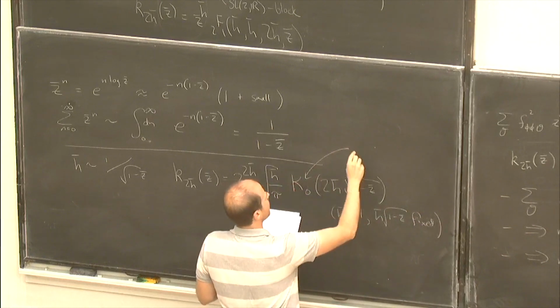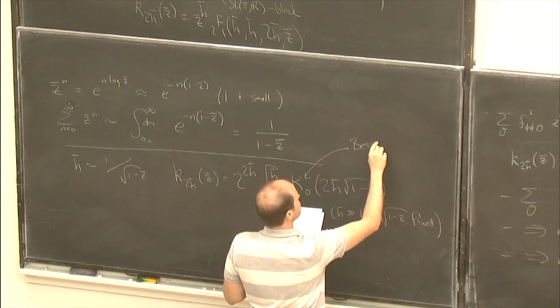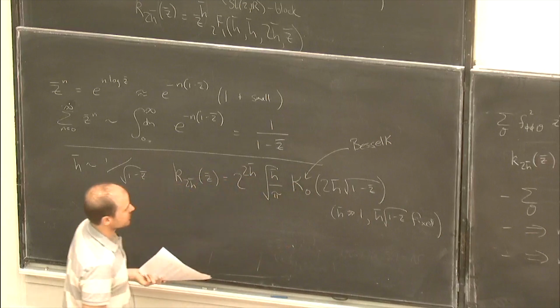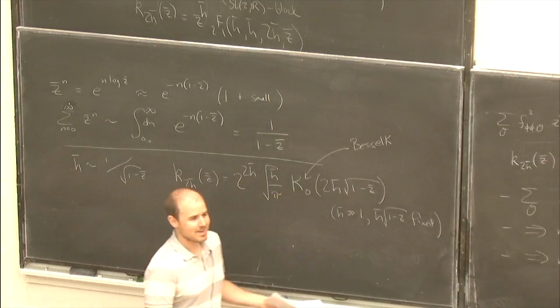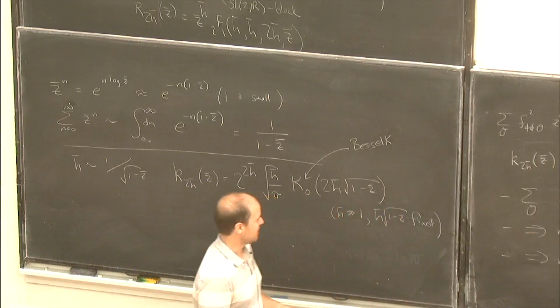And this is a Bessel function. I guess it's Bessel K in Mathematica. I don't know if it's a modified Bessel function of the first or second kind. I don't know, but it's Bessel K in Mathematica.